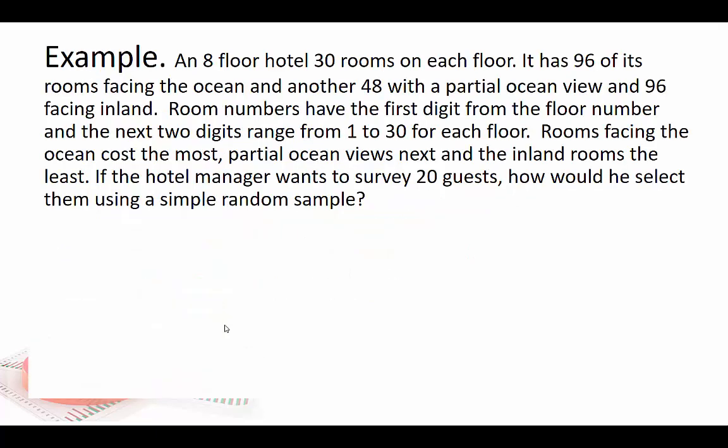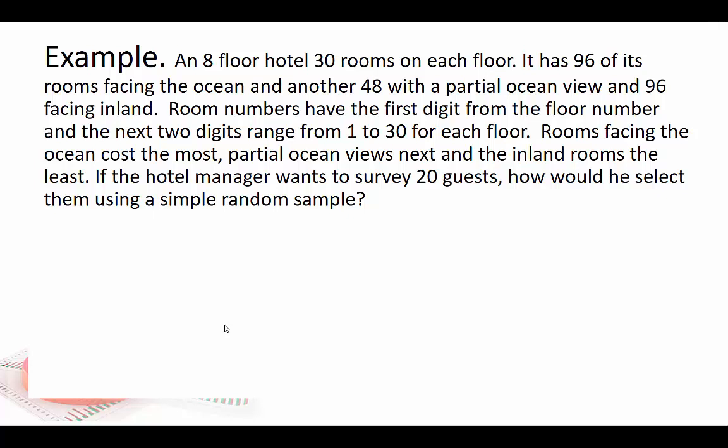Sometimes it can get kind of complicated depending on how you set it up. So here I have the example in your notes. An 8-floor hotel with 30 rooms on each floor has 96 of its rooms facing the ocean, another 48 with a partial ocean view, and 96 facing inland. Room numbers have the first digit from the floor number and the next two digits from 1 to 30 for each floor. Rooms facing the ocean cost the most, partial ocean views next, and inland rooms the least. If the hotel manager wants to survey 20 guests, how would he select them using a simple random sample?